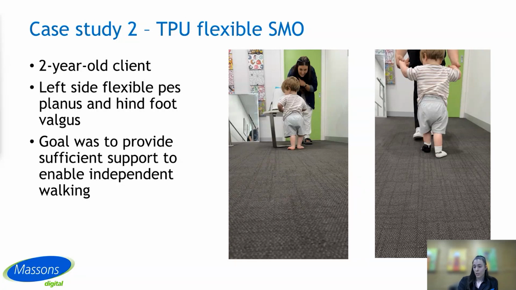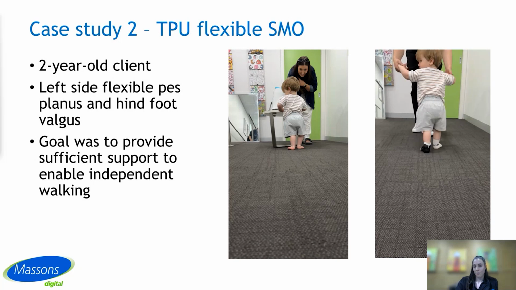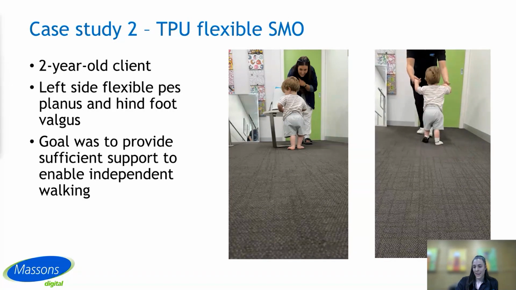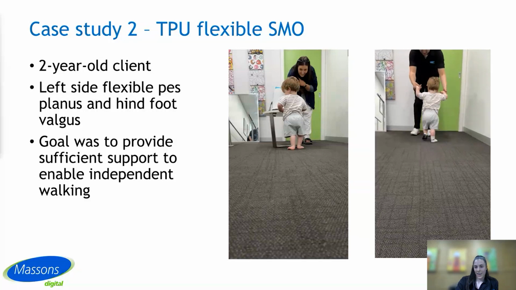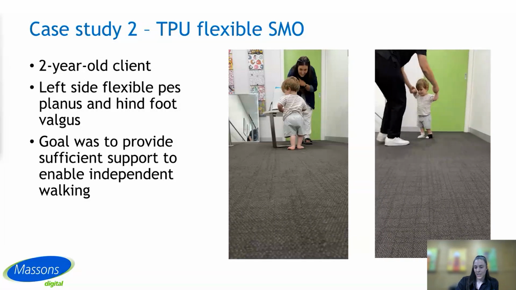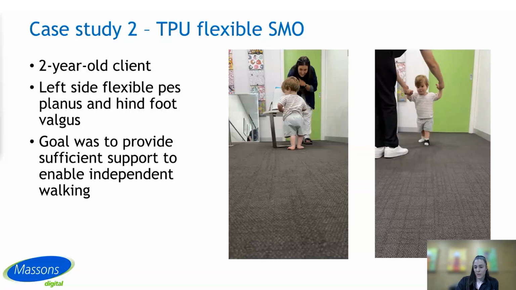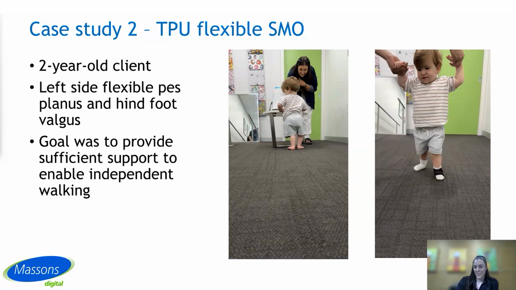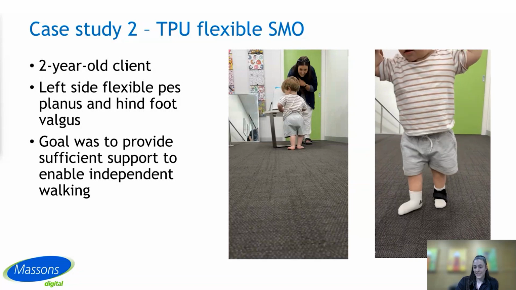Our goal was to provide a device that would provide support to his foot and ankle without restricting his range of motion and impacting his other functional activities such as crawling. So based on this, we fitted a flexible SMO made out of TPU. As you can see in the video on the right, taken at our initial fitting, the device did a really good job at correcting his foot posture, but he still wasn't quite confident enough to take those steps independently.